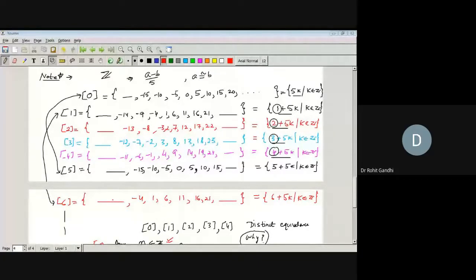I think he's talking about the addition under modulo 5. Is it so, sir? I think it will be then Z6, right?